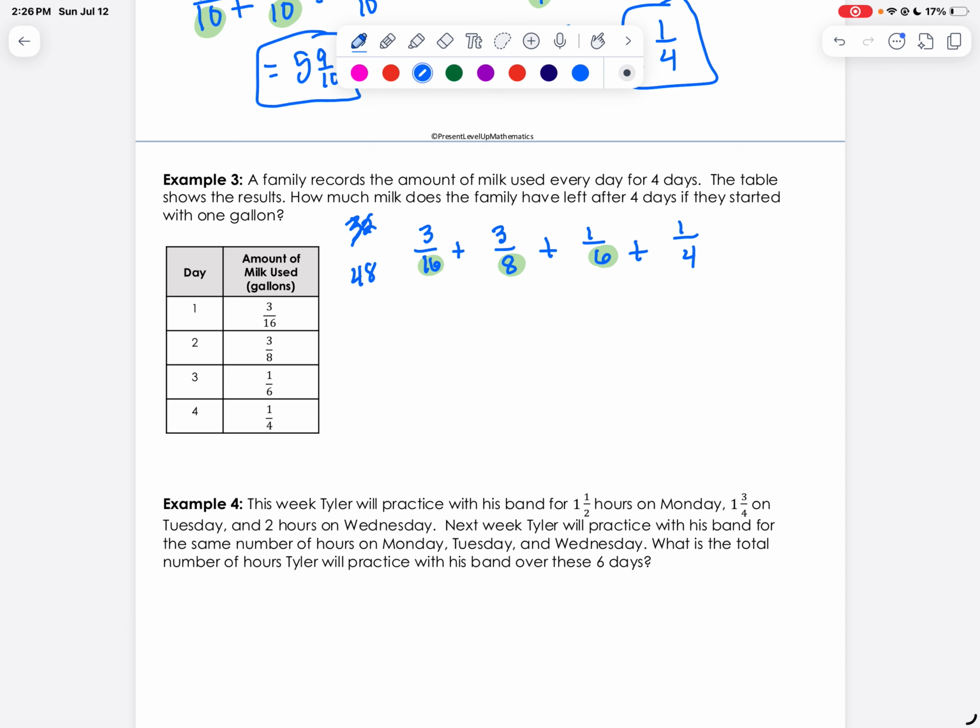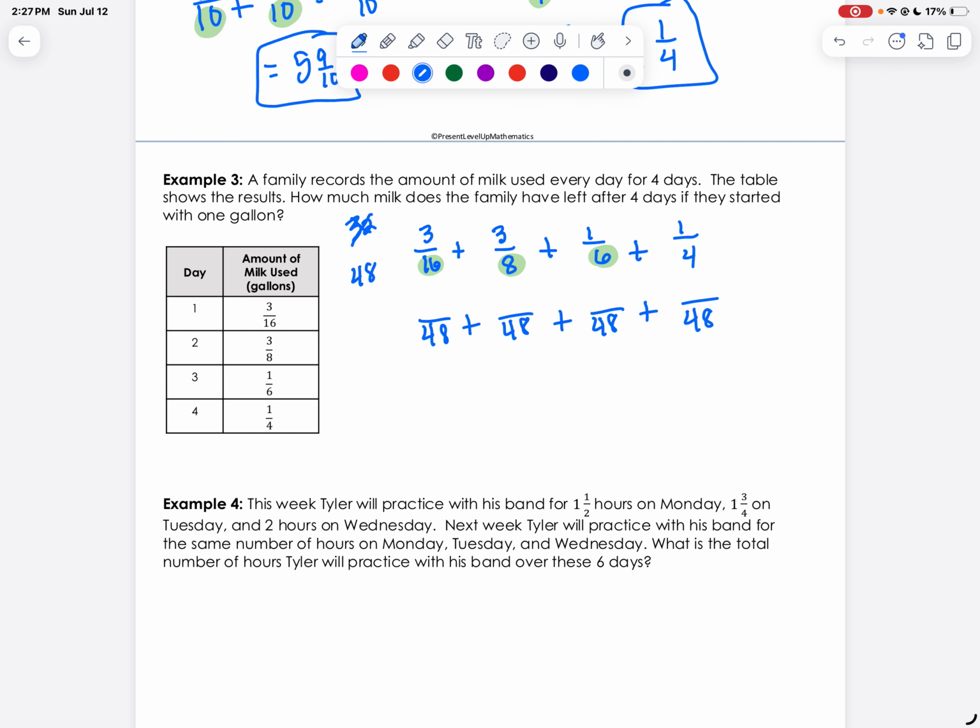Will 8 go into 48? Yes. Will 6 go into 48? Yes. Will 4 go into 48? Yes. So now I know my common denominator is going to be 48. So I'm going to rewrite each one of these with a denominator of 48.